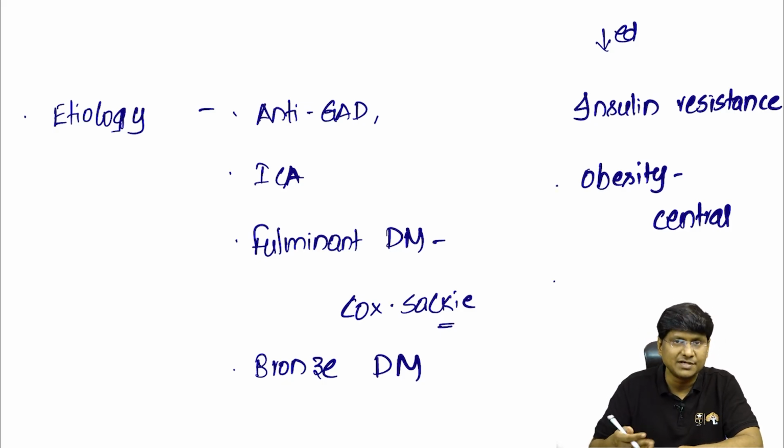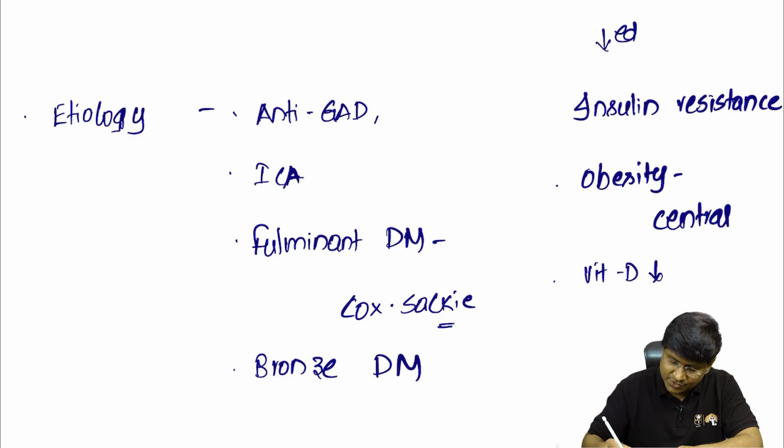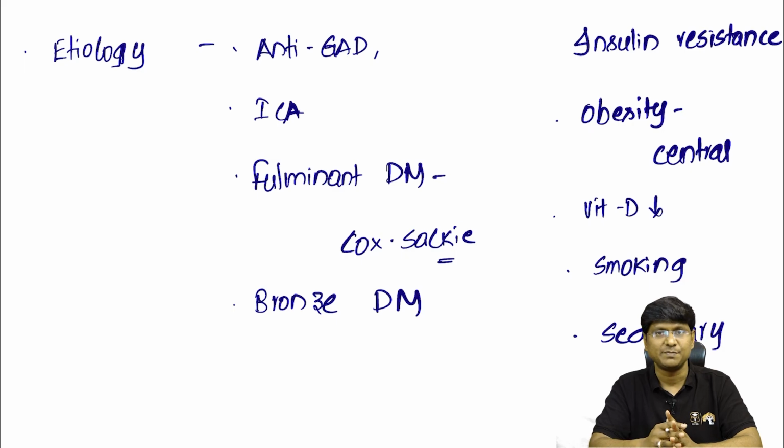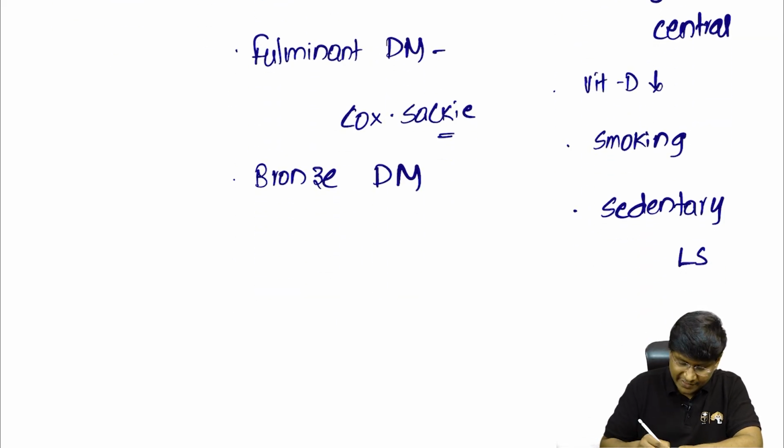And the other important risk factors for the development of type 2 diabetes mellitus are vitamin D deficiency, then cigarette smoking, then sedentary lifestyle. So these are the risk factors for the development of type 2 diabetes mellitus. Then you take the clinical features.